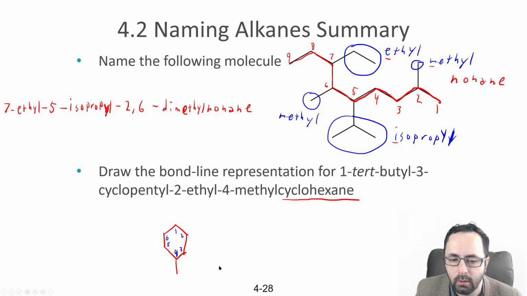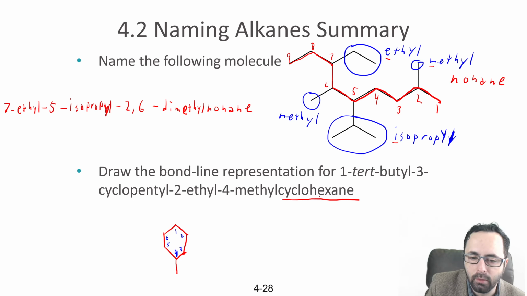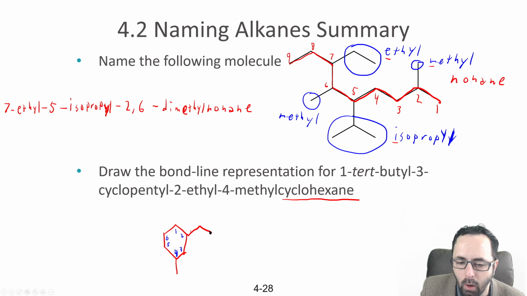1 carbon here. On the 2nd carbon is an ethyl. So eth means 2 carbons. So on the 2nd carbon, 2 carbons right here, 1, 2. And then on the 3rd carbon is a cyclopentyl. So this is the 3rd carbon here. Now cyclopent, that contains 5 carbons, pent, in a ring. So there it is. And then finally 1 tert-butyl.